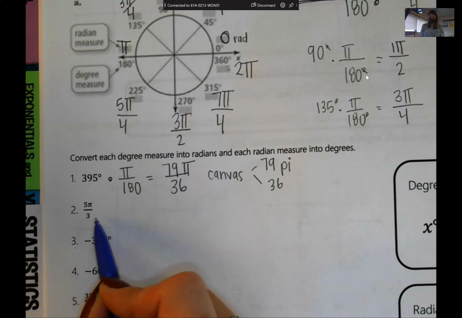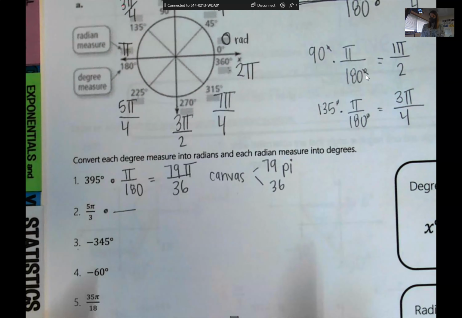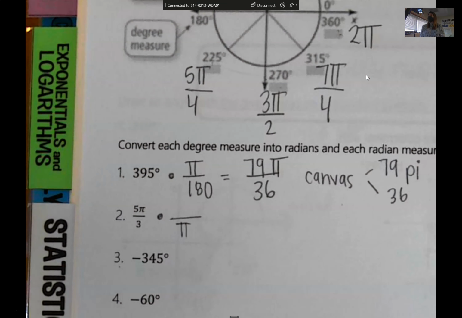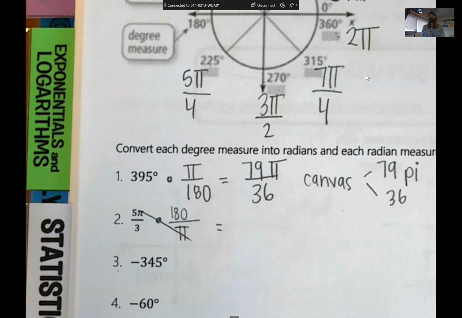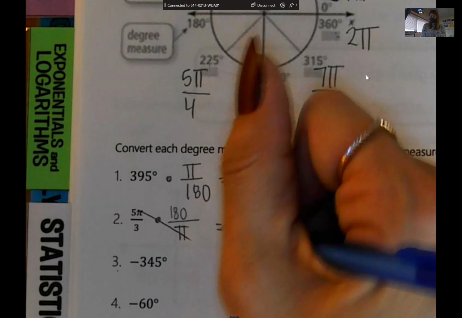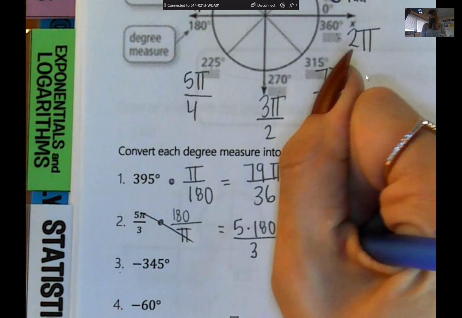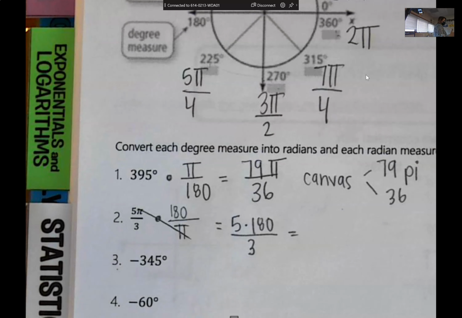Okay, next up, now this is the first one where we're going the other way. So I have to have what I'm trying to get rid of in the bottom. So pi has to be in the bottom, which means I have to move 180 to the top. The pi's will cancel out. And what I will type into Desmos, and I'm not expecting you to write this down every time, is 5 times 180 over 3. So I just type it in exactly like that. I hit the backslash, do 5 times 180, arrow down, do 3.